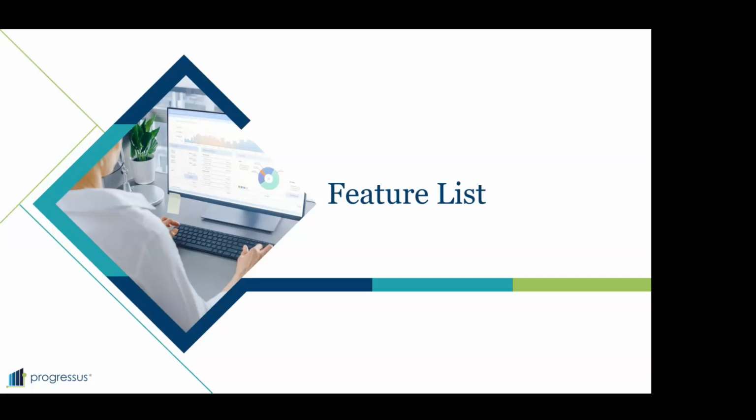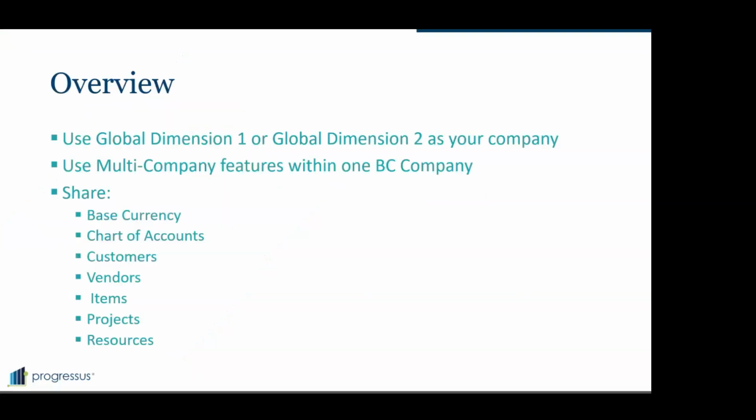I'd like to spend some time on the feature list and what it includes. Primarily, MEM uses Global Dimension 1 or Global Dimension 2 as the ability to designate your company. That allows you to use one BC company, but use the global dimension to accommodate the multi-company processing, which means that they share the same currency, chart of accounts, customers, vendors, items, also projects and resources. So those are shared master records across all companies.